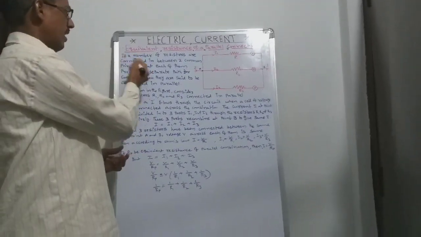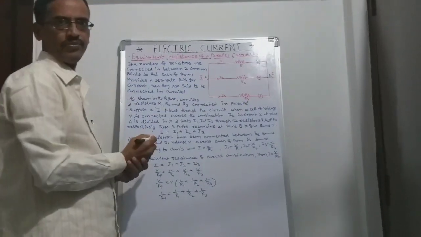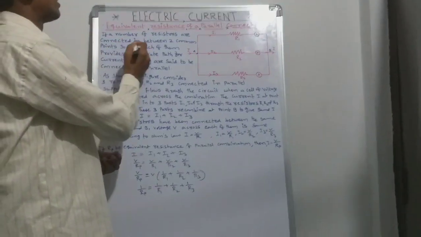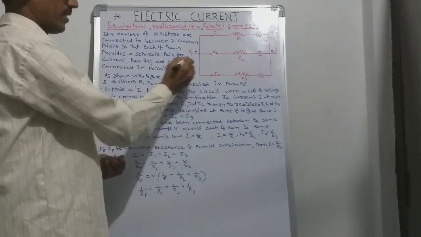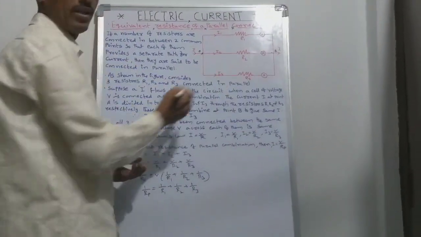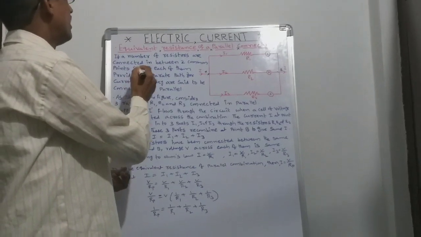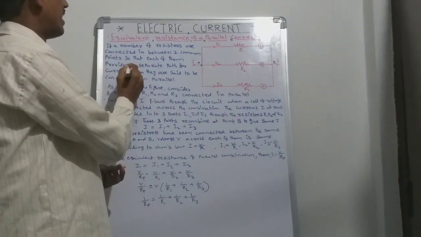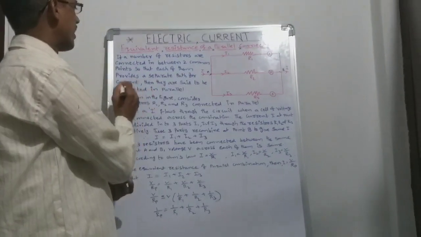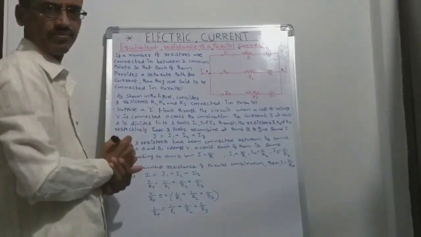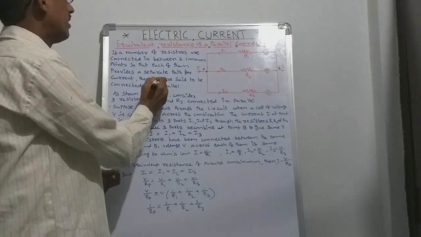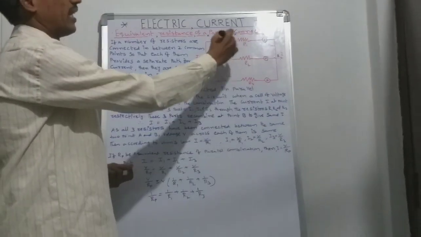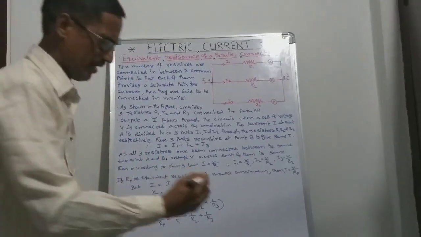Students, see the diagram. If a number of resistors are connected between two common points, A and B, so that each of them provides a separate path for the current I, then they are said to be connected in parallel. What are parallel connections? Let's see, students.